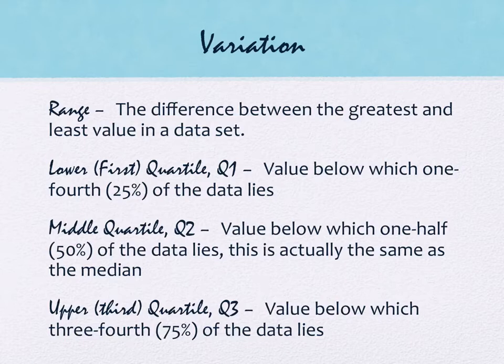Okay, that's range. These others are interesting. The lower, middle, and upper quartile. So the lower quartile is the value below which 1/4 of the data lies. 25% of the values lie below that. The middle quartile, which is also the median, they're equivalent, is the value below which 1/2 of the data values lie. And the upper quartile is the 75% mark. It's the value below which 3/4 or 75% of our data lie.